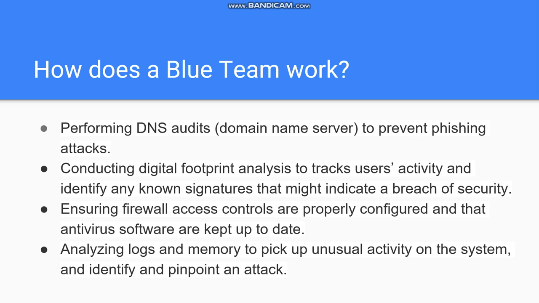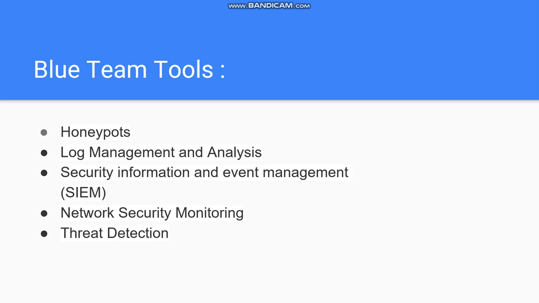Now let's move on to the next topic. So here are some tools which are used by the blue team. The first one is honeypots. The second one is log management and analysis, and the third one is security information and event management, which is called SIEM. The fourth one is network security monitoring, where we are monitoring our logs. And the last one is threat detection.